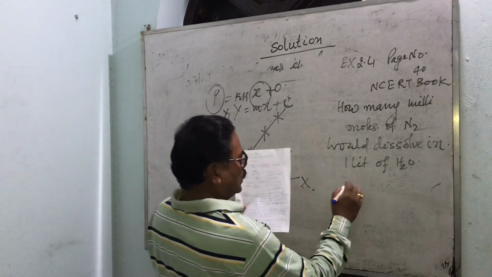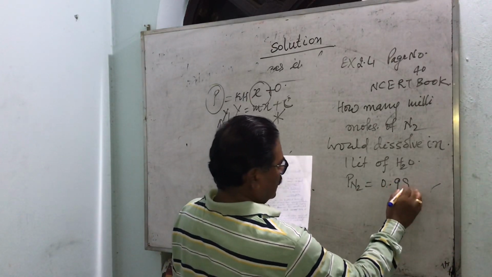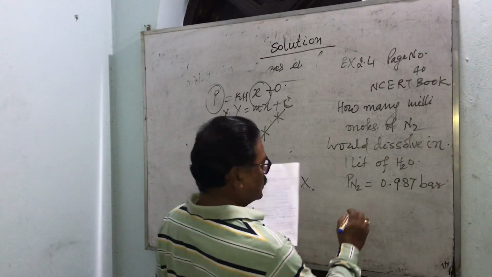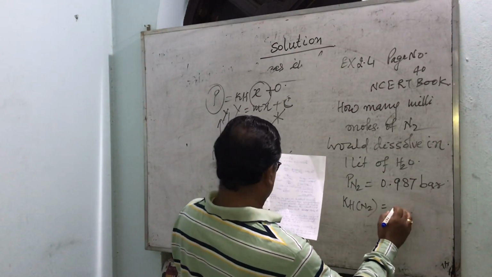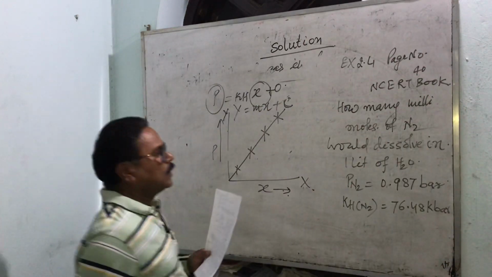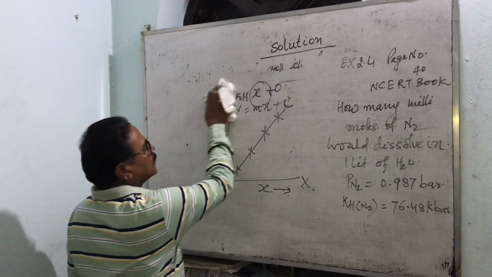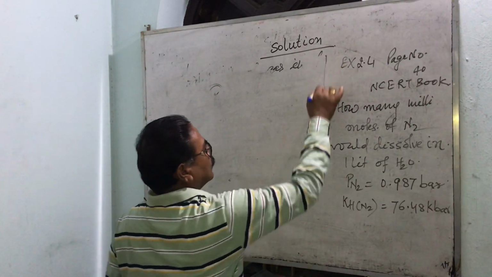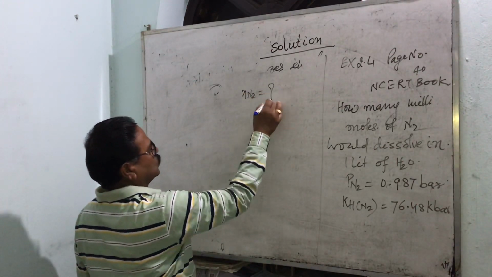Assuming N2 exerts a partial pressure of 0.987 bar, and the value of the Henry constant for nitrogen is given as 76.48 kilobar. So we apply the theoretical concept of Henry's law in this numerical to solve the problem. How many millimoles of nitrogen, means we have to calculate N2.